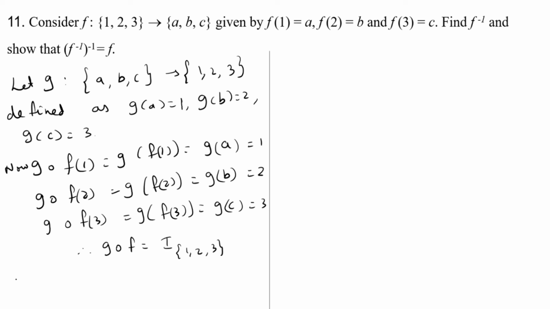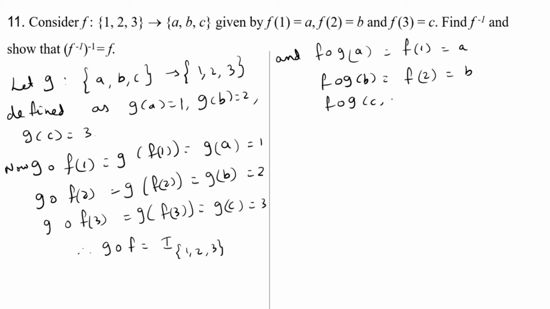And let us take F of G. F of G of A is equal to F of 1, since G of A is 1, and F of 1 is A. F of G of B is equal to F of 2, since G of B is 2, and F of 2 is B. F of G of C is equal to F of 3, it is equal to C. Therefore, F of G is equal to the identity function on the set {A, B, C}.